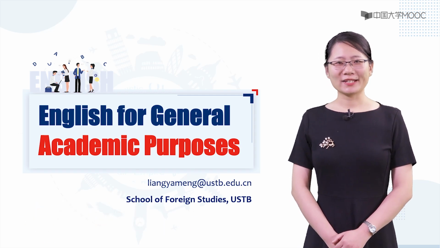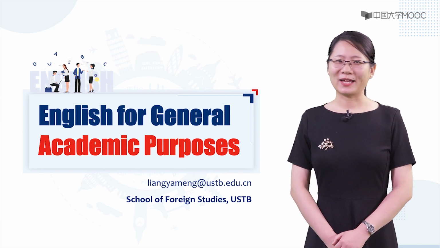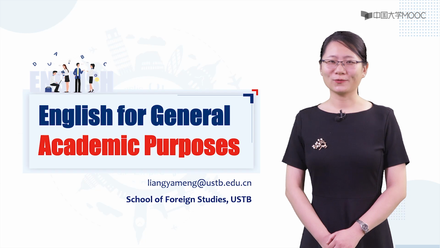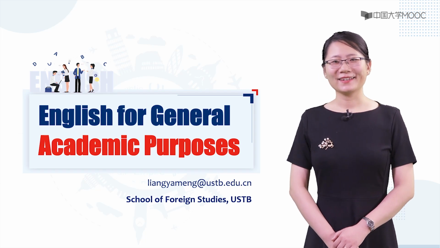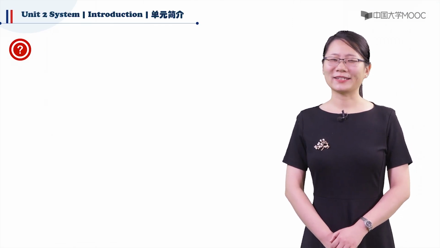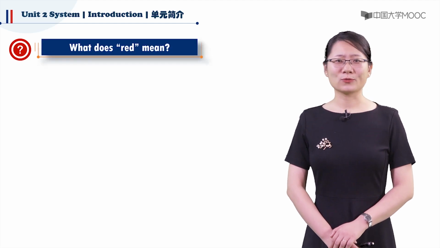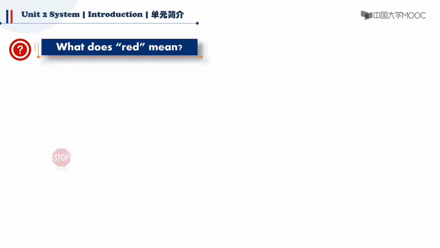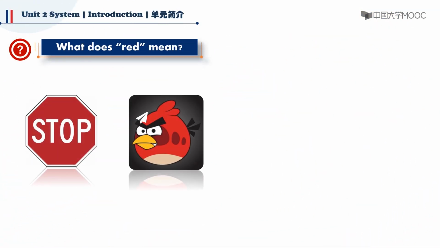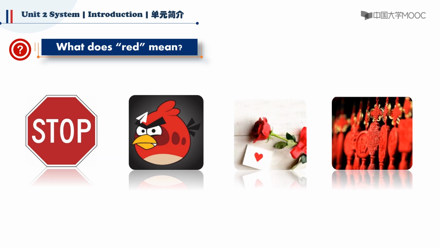This video is a short introduction to Unit 2, which is essentially about the academic skill of contextualizing. Here's a simple question for you. Can two people look at the same thing and see something totally different from each other? For example, what does red mean? Some may say it's a stop sign, the feeling of anger, the intense love, or the color of China red.